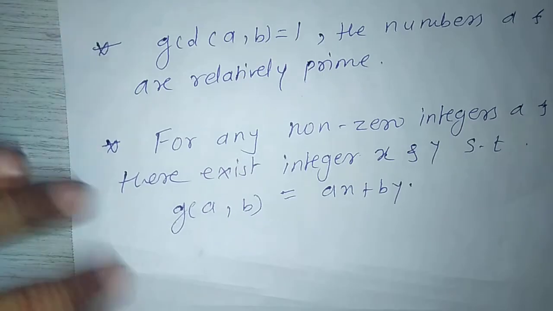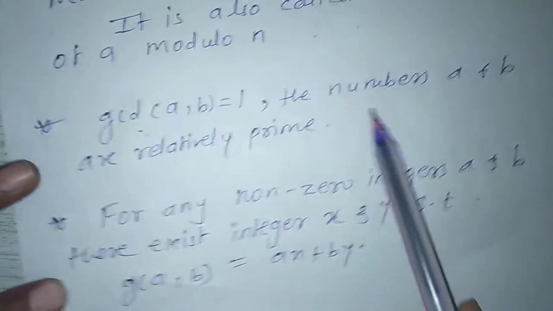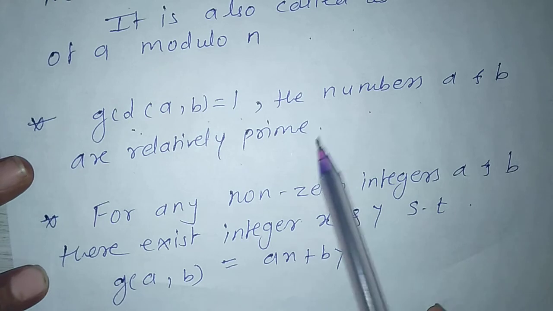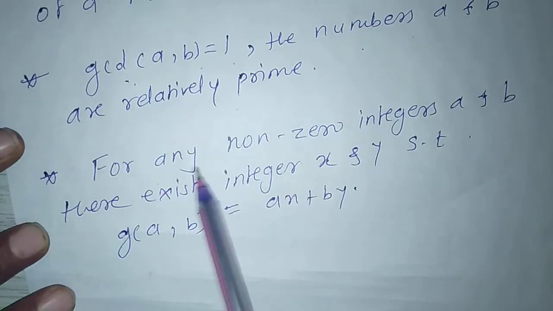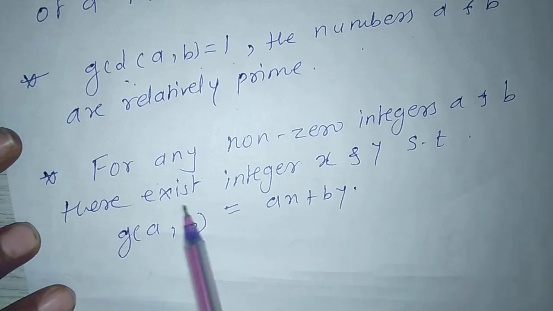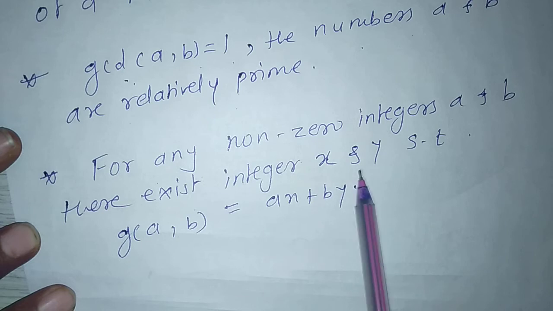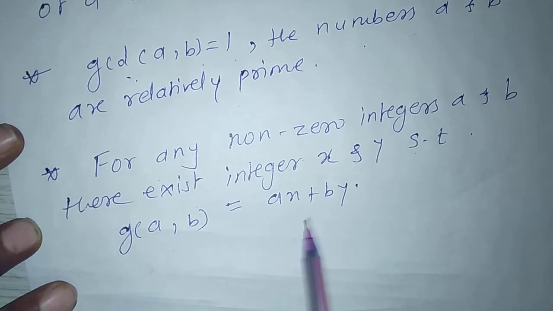Also, we have seen some results. First, GCD of a, b equal to 1, the numbers a and b are relatively prime. Next, for any non-zero integers a and b, there exist integers x and y such that GCD of a, b equal to a into x plus b into y.